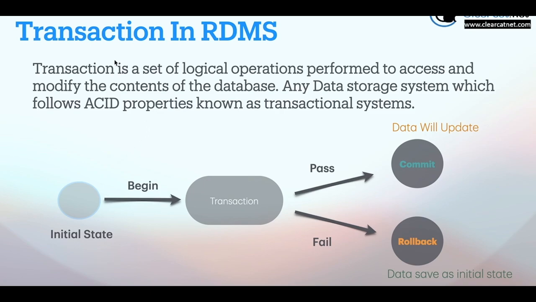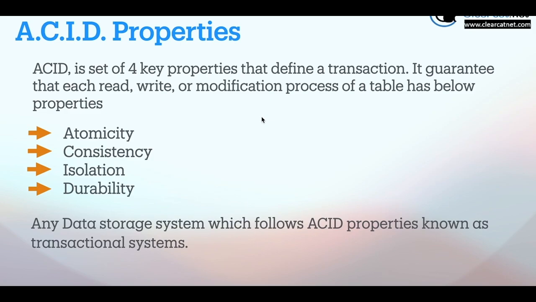So the transaction must pass the ACID properties. Okay, let's see what ACID is. ACID is four key properties that define a transaction. It guarantees that each read, write or modification process of a table has the following properties: atomicity, consistency, isolation, durability. Any data storage system which follows ACID properties is known as a transactional system, which means it must follow all these four properties.